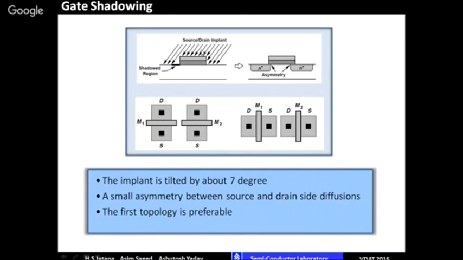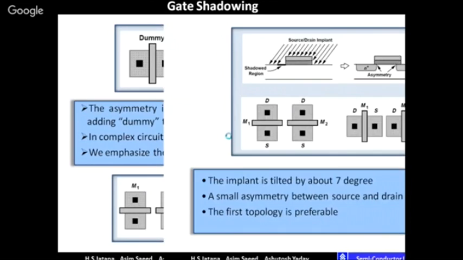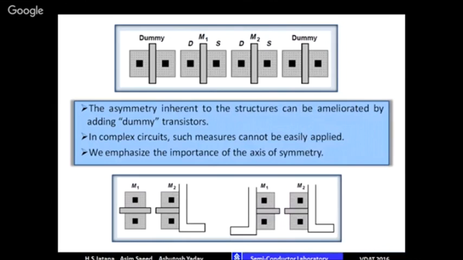Then you have to lay out correspondingly like this. If you do a layout like this, the asymmetry will be in both the drain and source, whereas in this case the asymmetry is towards this region only and not towards this region. So here you have made both drain and source symmetric. That is the advantage. You can see the asymmetry can be emulated by adding dummy transistors also here.